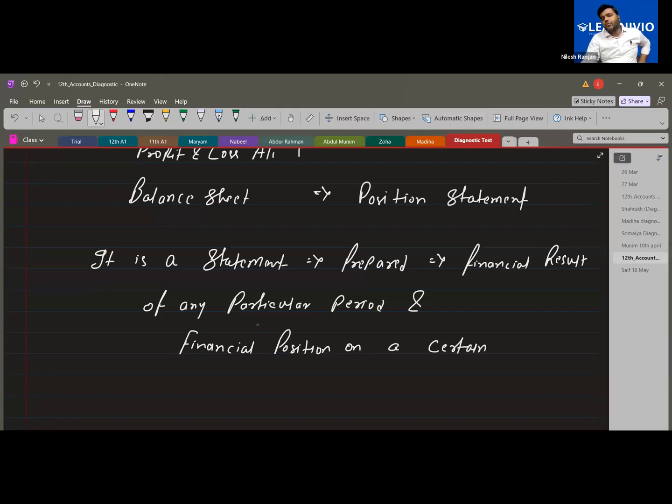So performance is calculated for a particular period and financial position is presented on a certain date. So what does it mean? Whenever we ask any student their result, they will tell you that they have got this much marks in 10th or 12th or graduation, any level. If they say they got this marks in 10th, it means this mark is related to the whole year, not on a certain date only. It is related with the whole year.